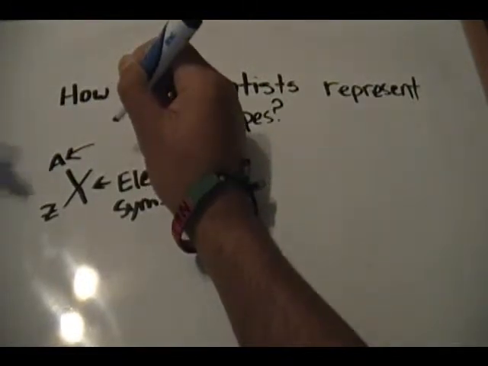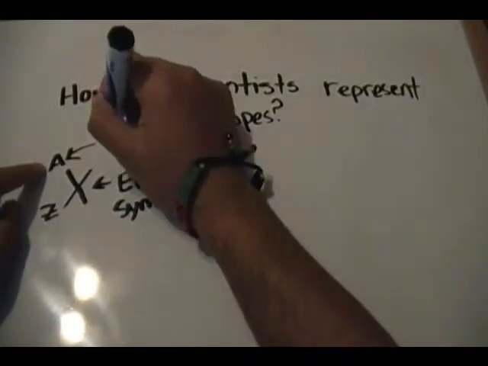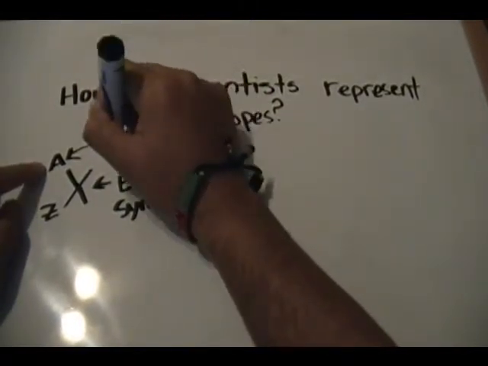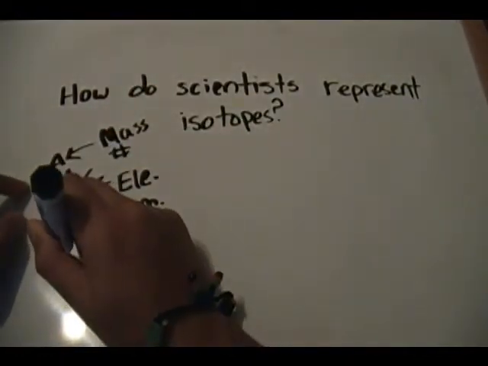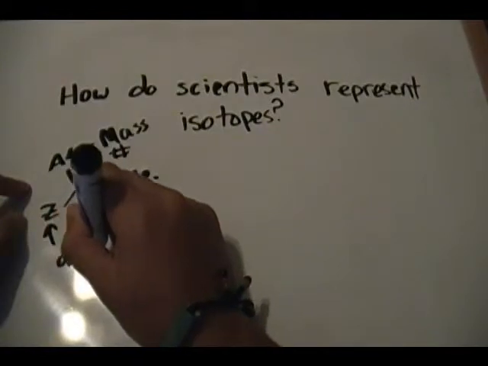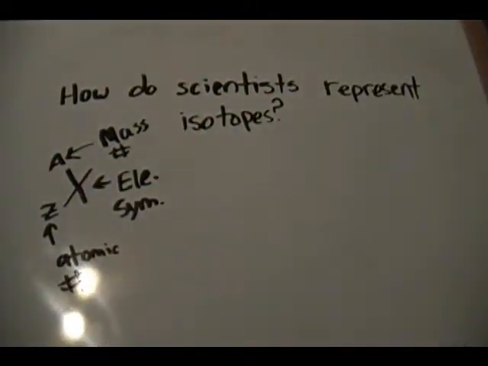See how that can be confusing? The A could be mistaken for atomic number. That's your mass number. Here is your atomic number. Okay, so that's one way of writing an isotope.